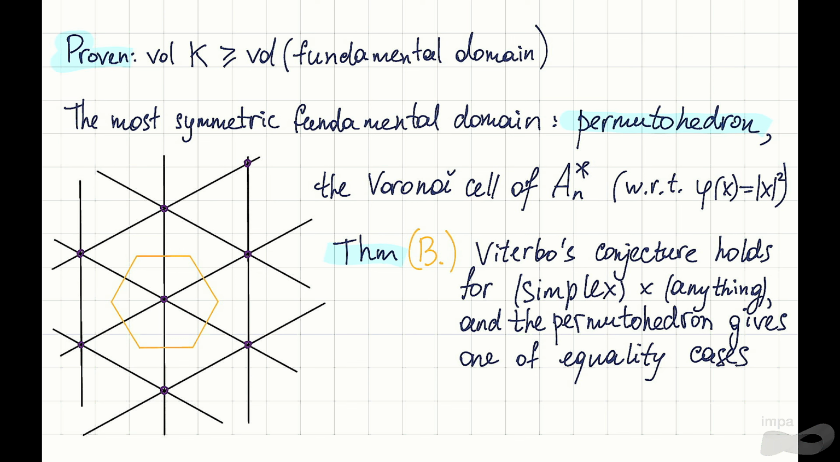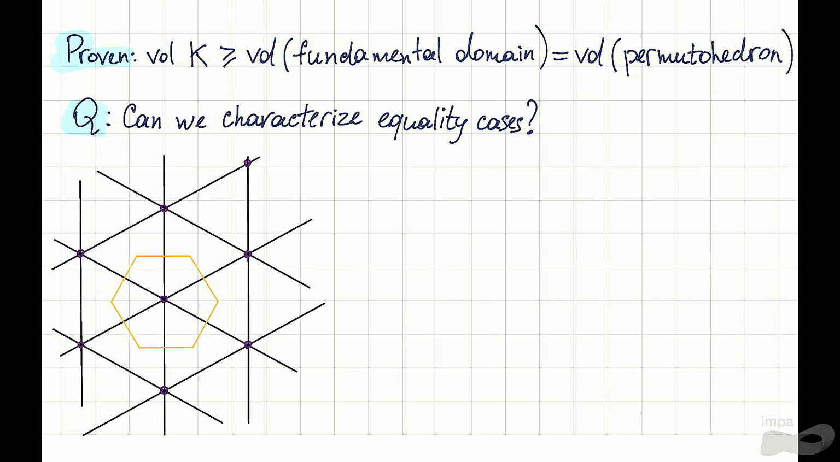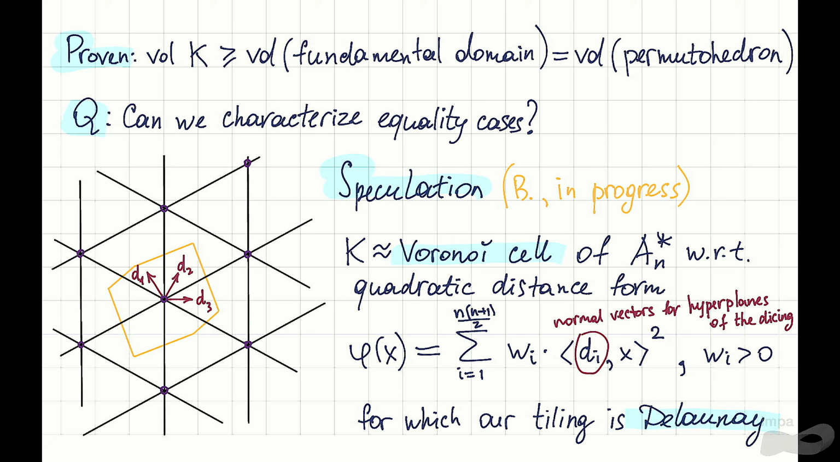And the natural question is, can we say something about all equality cases? And I'm going to write it under speculation because it's not written down. Basically what I claim is that any equality case, using the same type of intuition but in a somewhat tricky way, can be proven to be written down more or less in the same way.